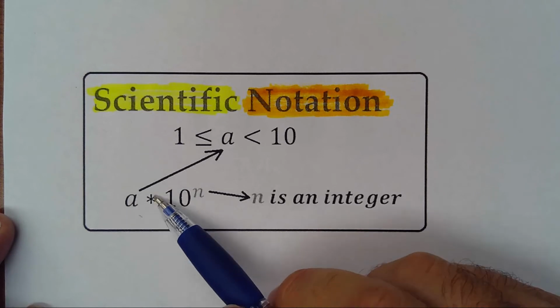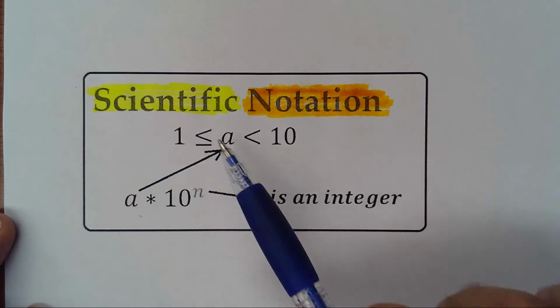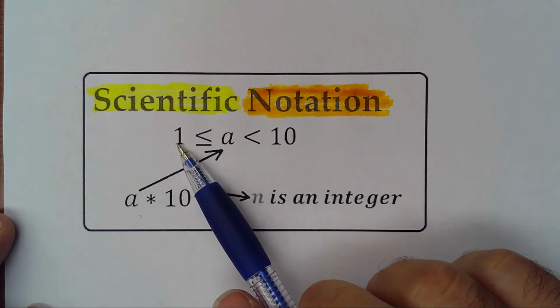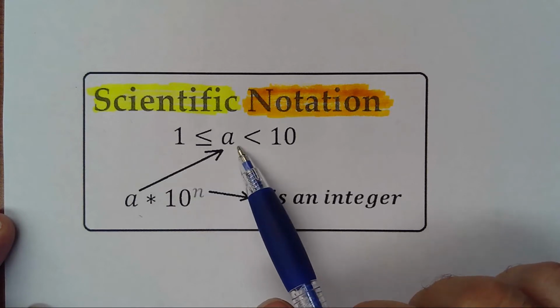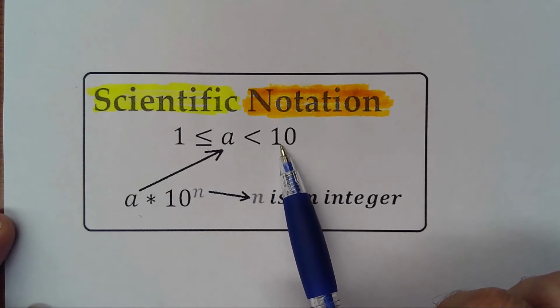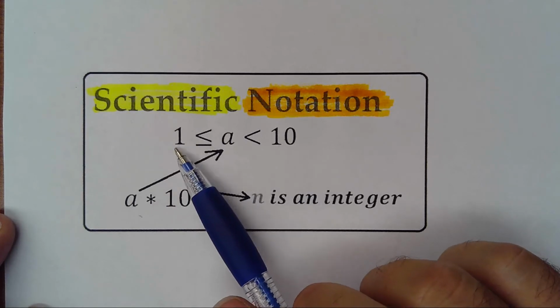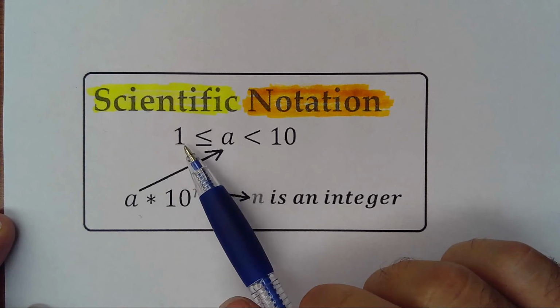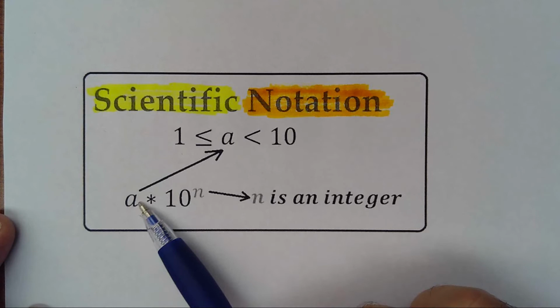A is the coefficient that is a number between 1 and 10. So it's greater than or equal to 1. So it's possible that it could be 1, but needs to be less than 10. So it cannot be 10. So it's a one-digit number. 1, 1.2, 3.4, 9.8, less than 10. So that's the number here in front.